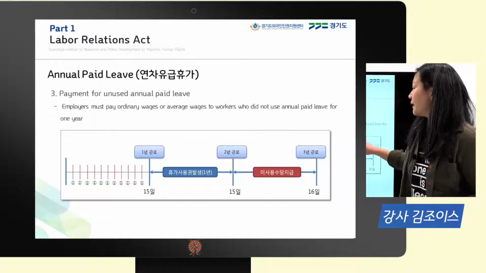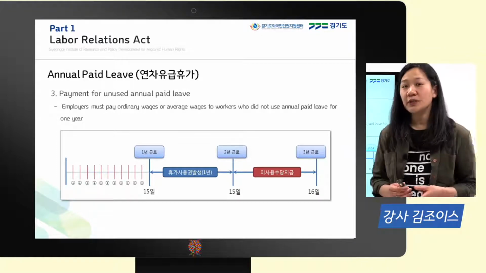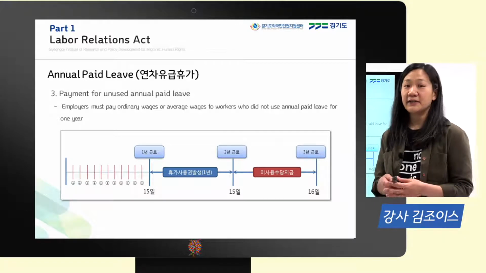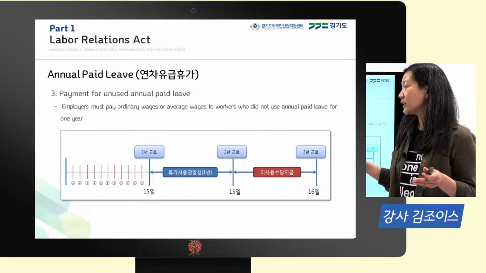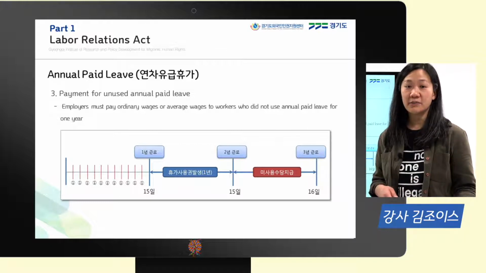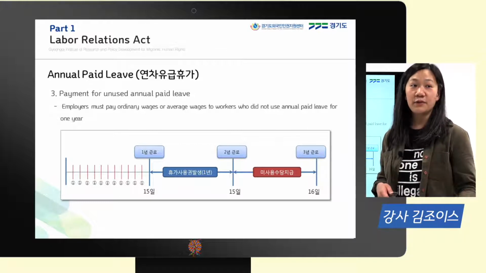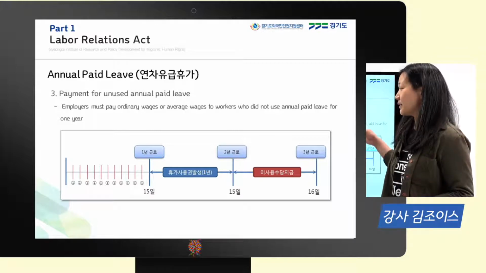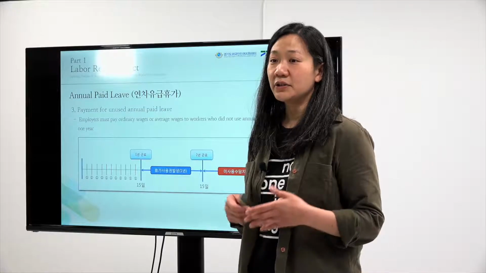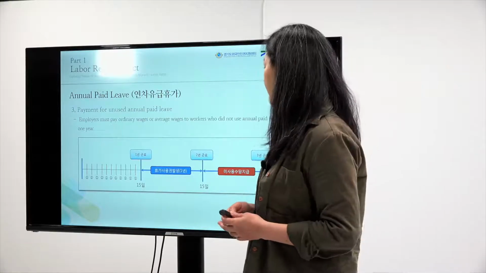Now, if workers did not use all of their annual paid leave during the 1-year period of work, then employers are actually obligated to provide compensation. So pay for the vacation days or the annual paid leave that I did not use.